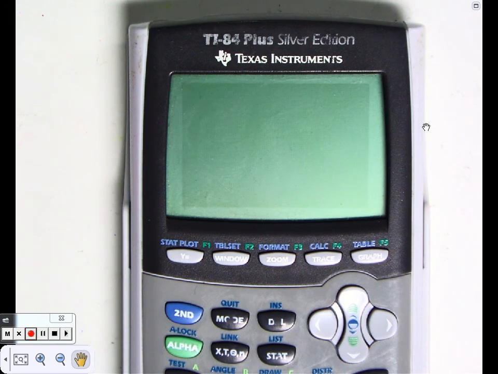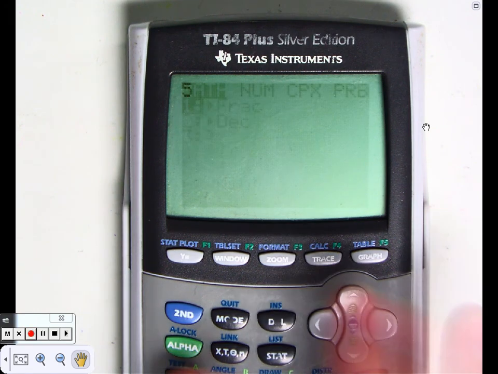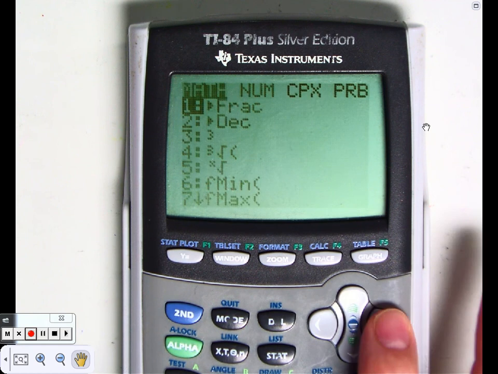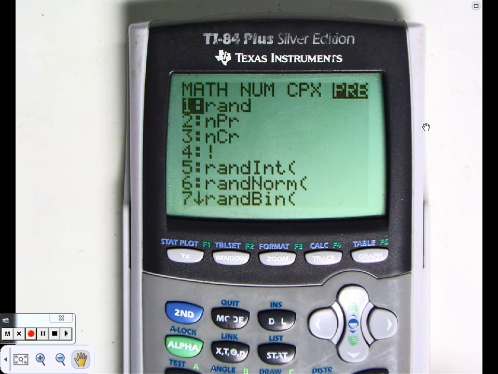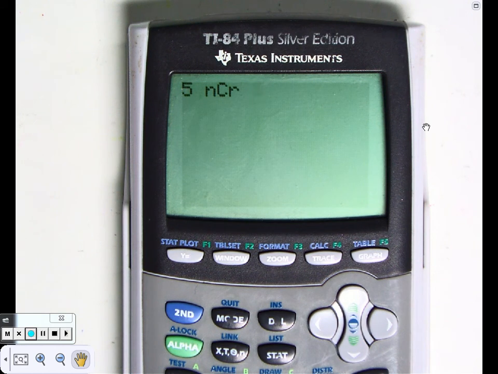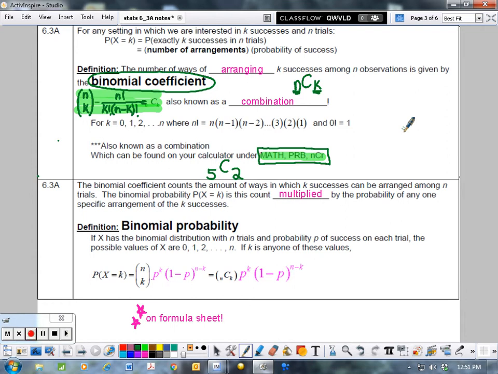So I would type 5 first, I go into math, I arrow over to probability, I go down to nCr for my combination, and so I have 5 trials, and I want to figure out 2 successes. So there are 10 different ways I can have 2 successes in 5 trials. And it keeps us from having to do what we call a sample space to figure out how many, especially when we end up with hundreds of different ways.